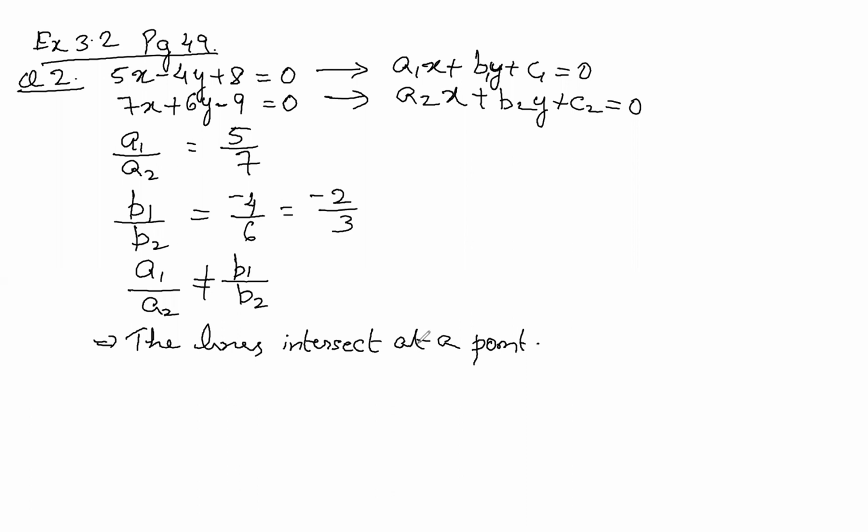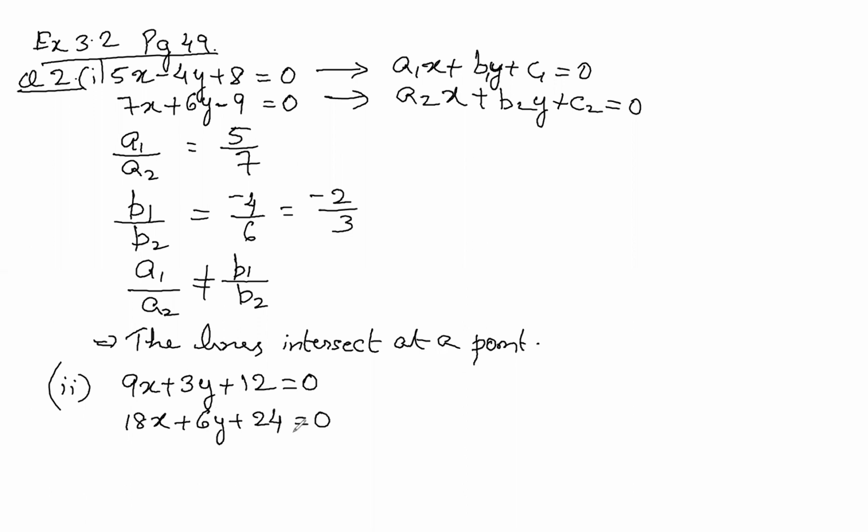Okay, now it's the second question. This is the first subdivision of question number 2. Now, second subdivision: 9x plus 3y plus 12 is equal to 0 and 18x plus 6y plus 24 is equal to 0. So here we should find out a1 by a2 after comparing with the equation.